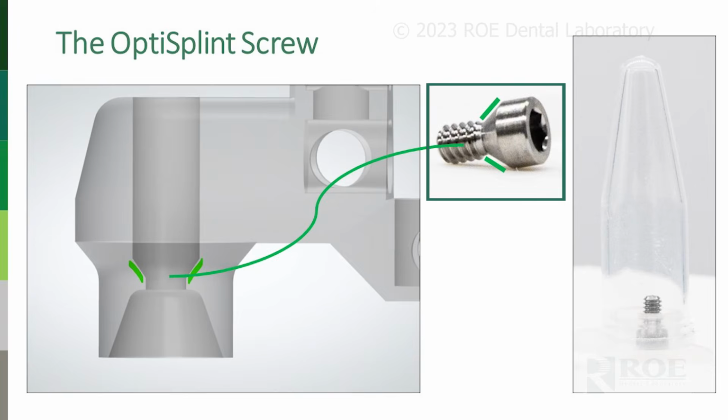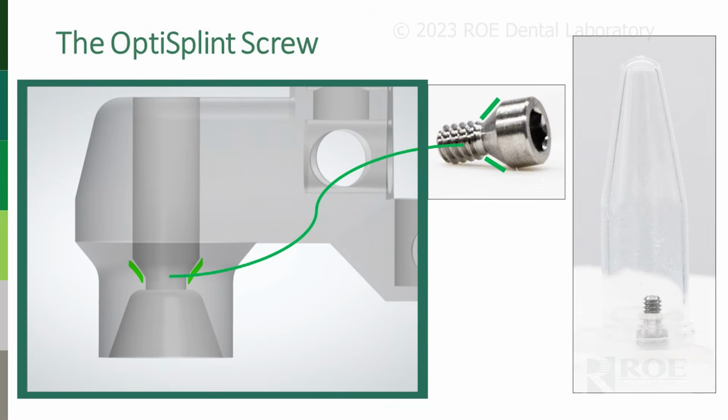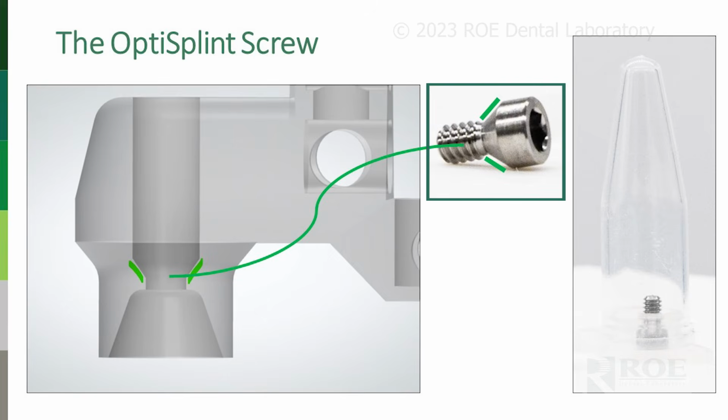The screw that comes with the OptiSplint must be used with the OptiSplint. Do not substitute this with a different screw. You see the little bevel here? The bevel marries with the bevel inside the channel and it centers the OptiSplint on the multi-unit. If this is a right angle, you lose centering. Or you might get lucky, but it will probably cut a groove inside of here and then you're off center. We don't want that.